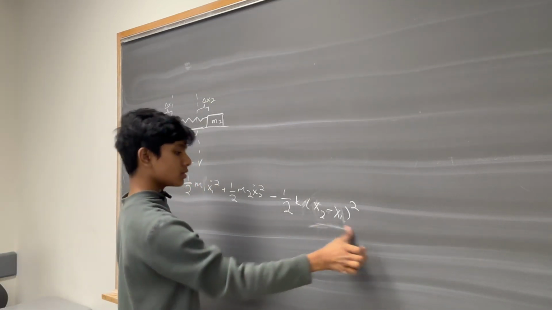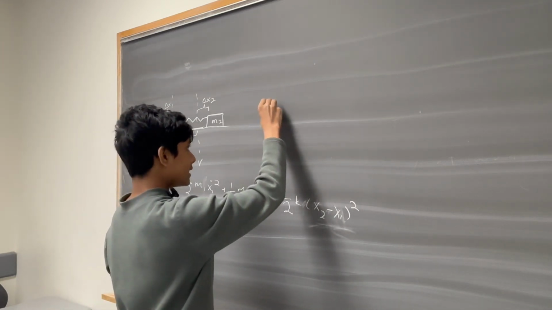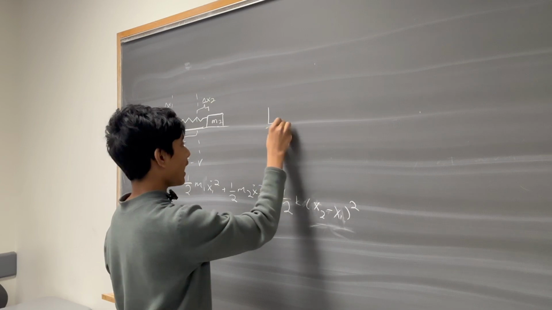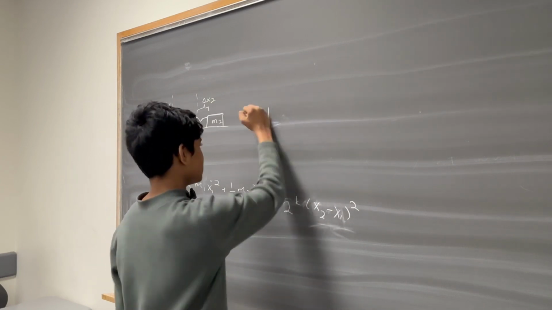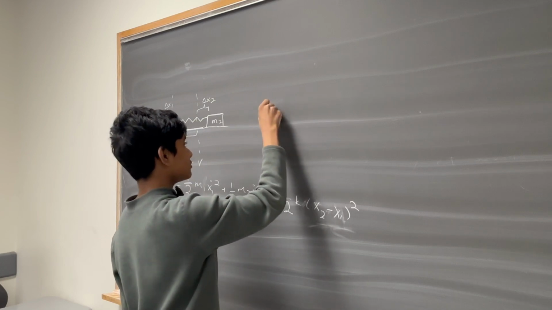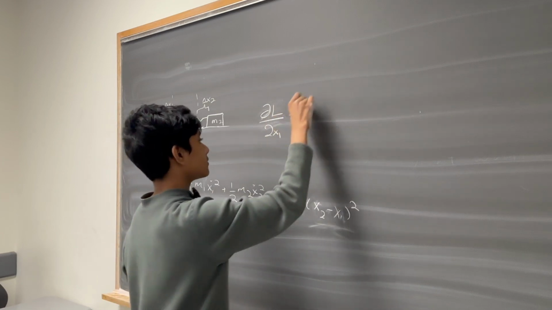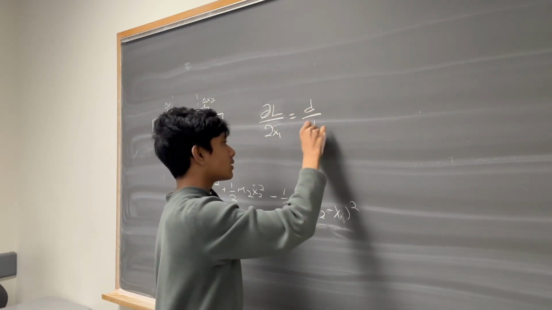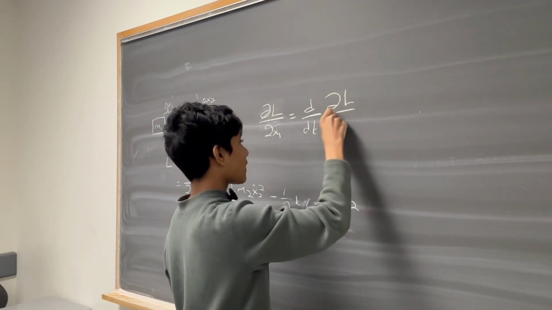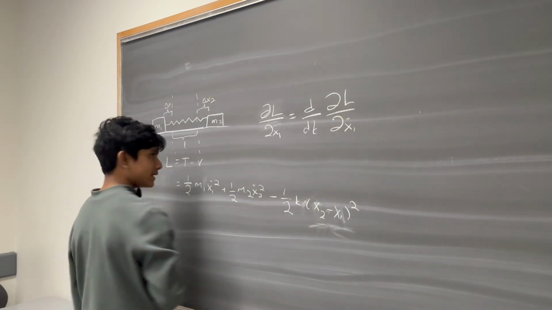So now what are we going to do? Well, we introduce L. Wait, no, we don't introduce L. Sorry, what am I talking about? We introduce the Euler-Lagrange equation. And plug in. What do we get here?